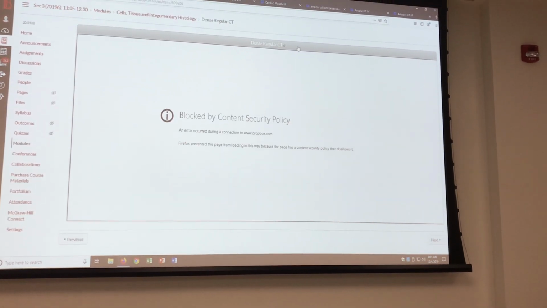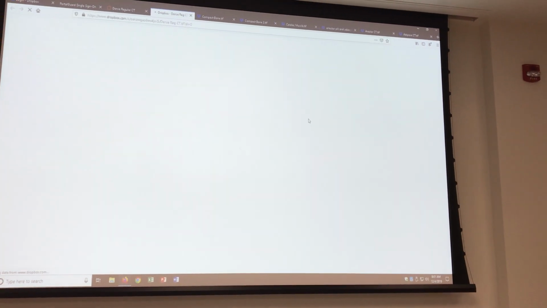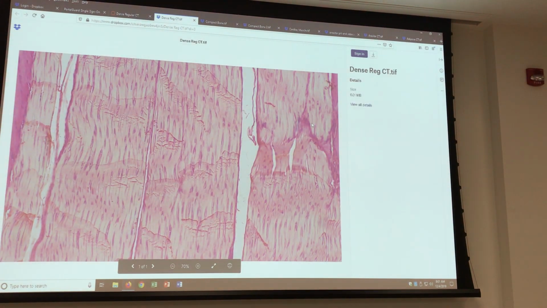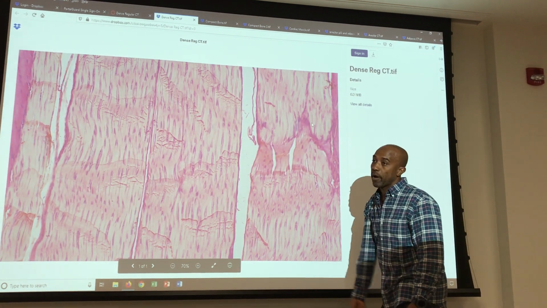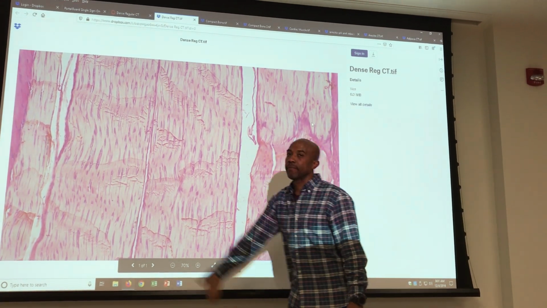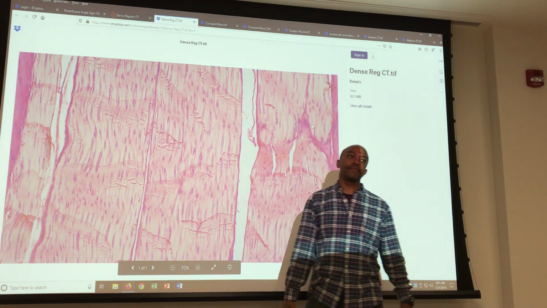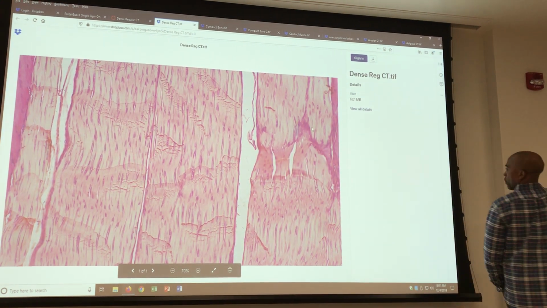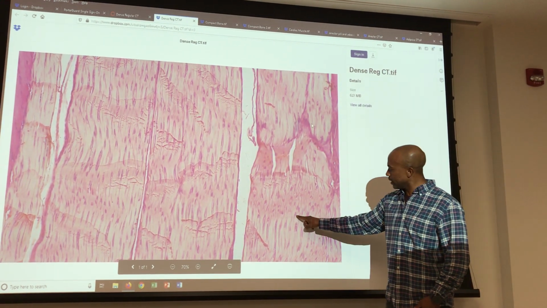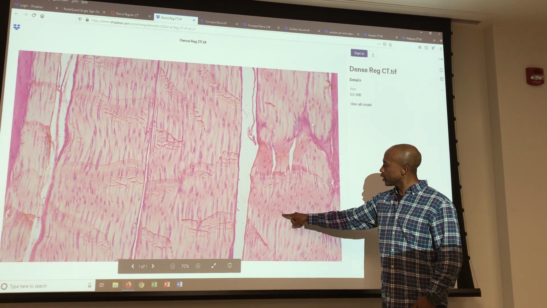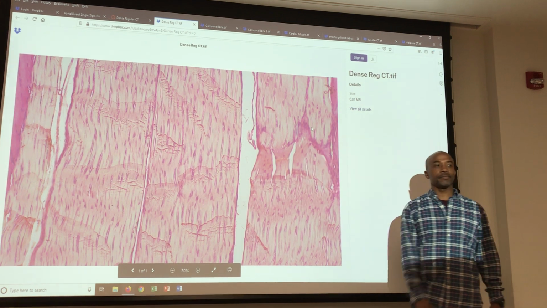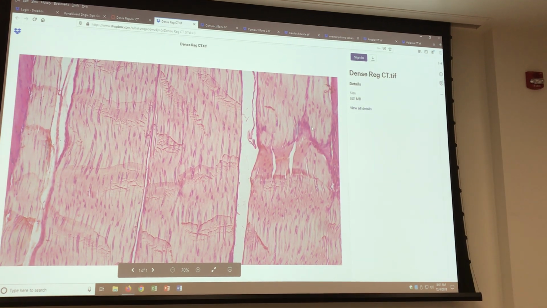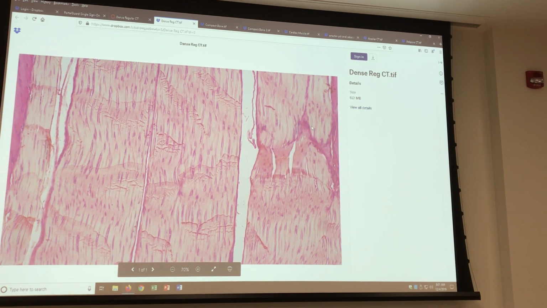Next, we have your dense regular CT. You can tell because of how the fibers run. These collagen fibers are arranged in parallel, running this way. That's dense regular CT there, with your fibroblasts, these nuclei or cells, and the rest of them are collagen fibers. Dense regular.